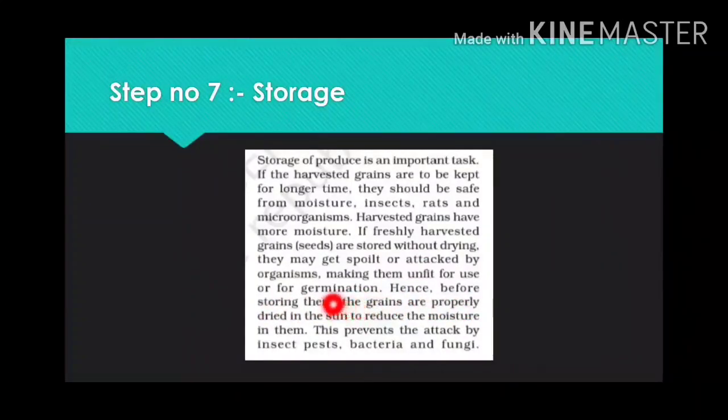Hence, before storing them, the grains are properly dried in the sun to reduce the moisture in them. This prevents the attack by insects, pests, bacteria and fungi, as microorganisms do not develop where moisture is not present. So they are doing this process.